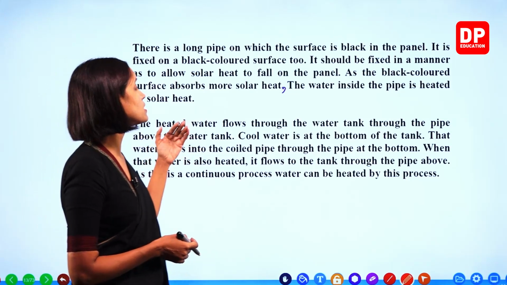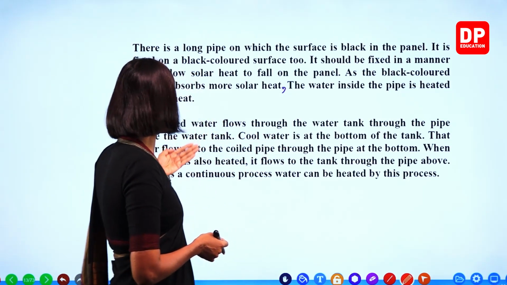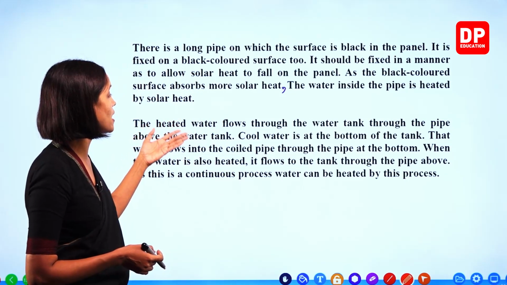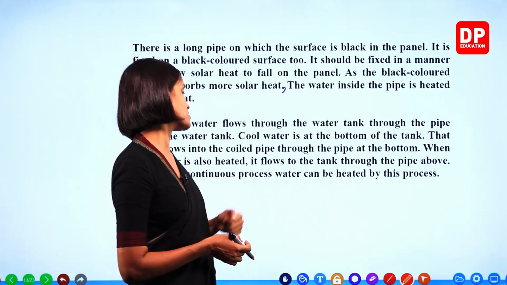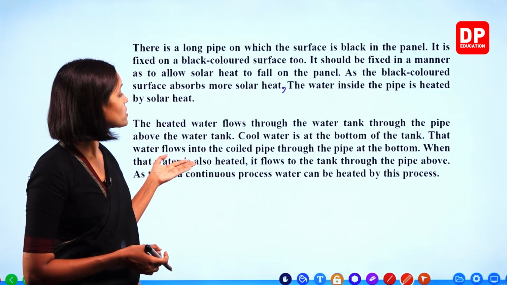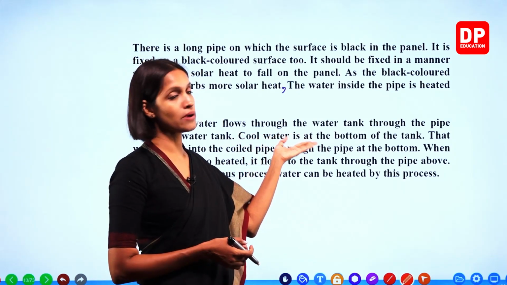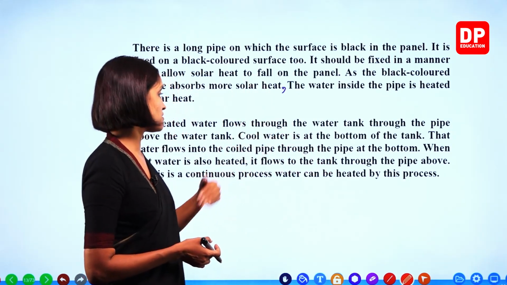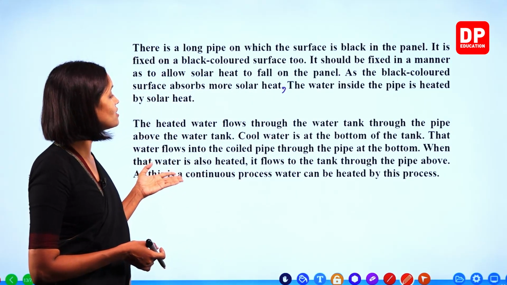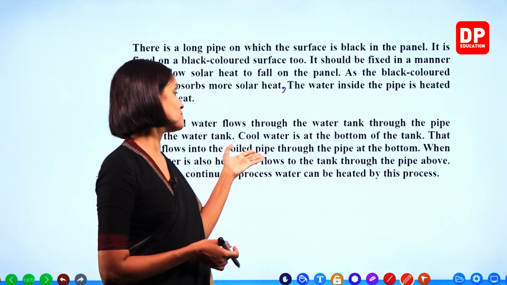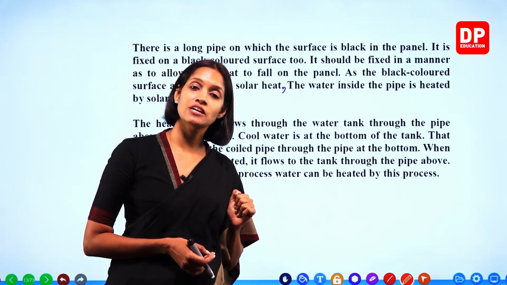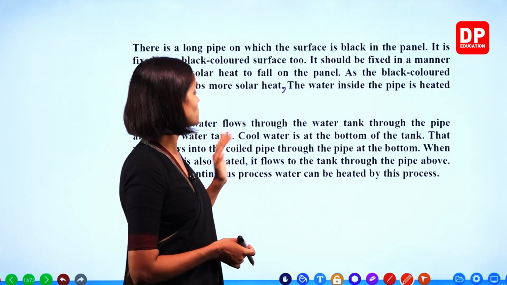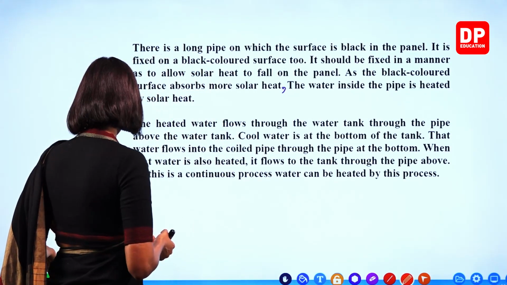Cool water is at the bottom of the tank. That water flows into the coiled pipe through the pipe at the bottom. When that water is also heated, it flows to the tank through the pipe above. All these things we explained. As this is a continuous process, water can be heated by this process. Right, children? Okay, so we'll move on to the next.